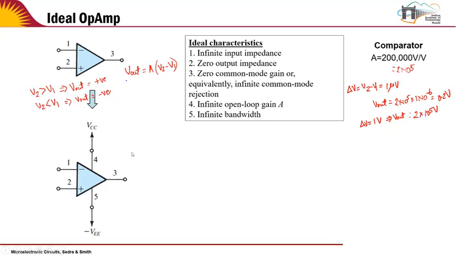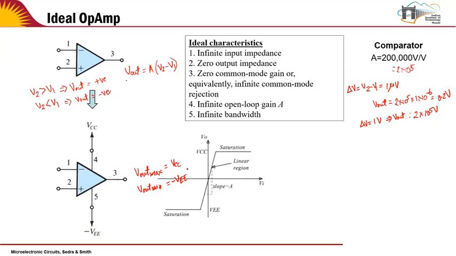It will saturate at the value of VCC. So the maximum value of the output is VCC. So V out max is equal to VCC. What is the V out minimum? It's going to be minus VEE. So the output voltage goes between VCC and minus VEE, and that is what is shown in this figure. So the x-axis is the input voltage VI. VI is equal to what? V2 minus V1.